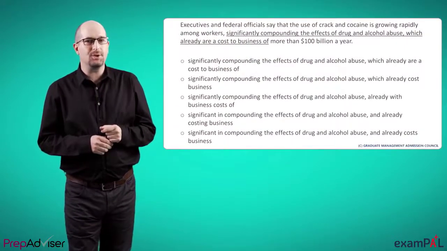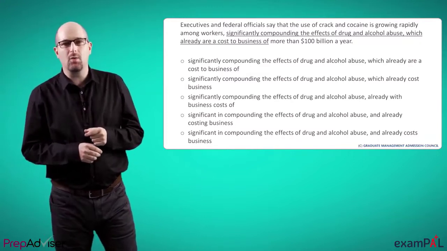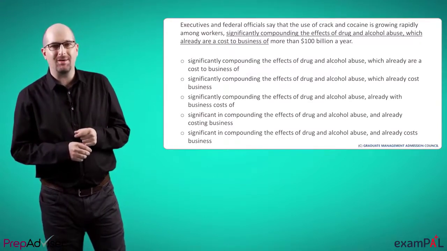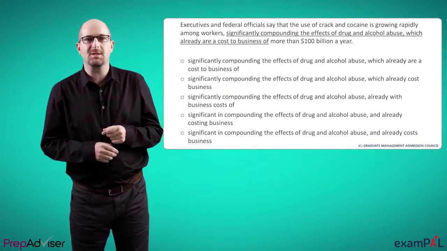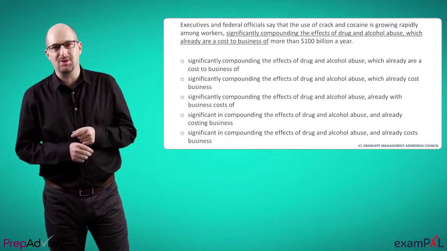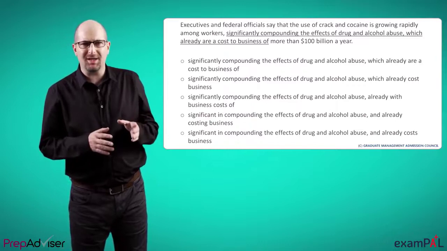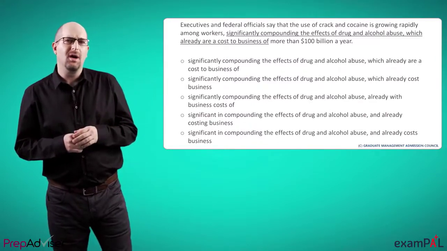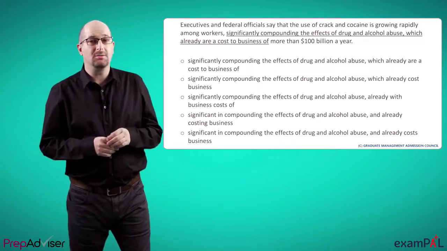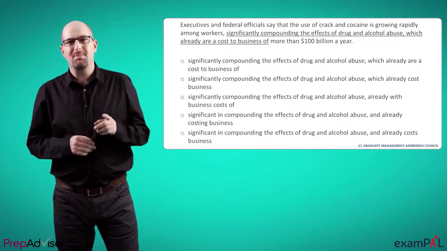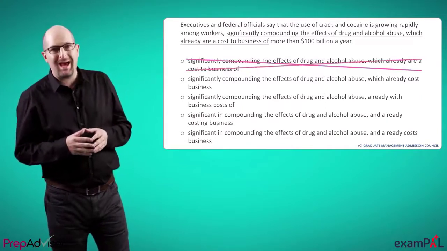Executives and federal officials say that the use of crack and cocaine is growing rapidly among workers, significantly compounding the effects of drug and alcohol abuse, which already are a cost to business of more than $100 billion a year. In this sentence, we can figure out, just by looking at it, that there's something wrong. The phrase, already are a cost to business, is wrong, since the effects cost business, but they are not a cost in themselves. But what do we do now?